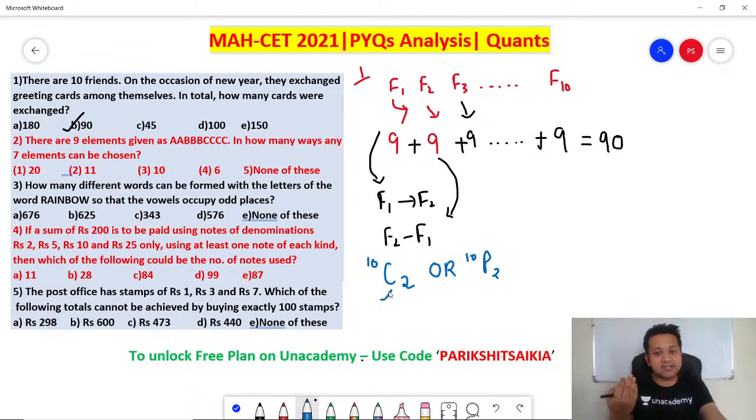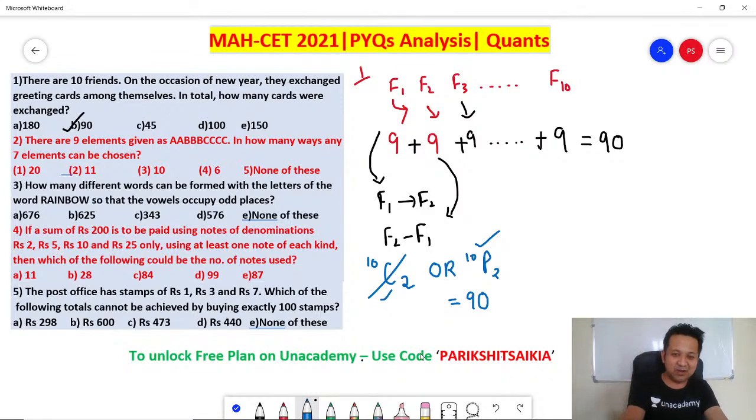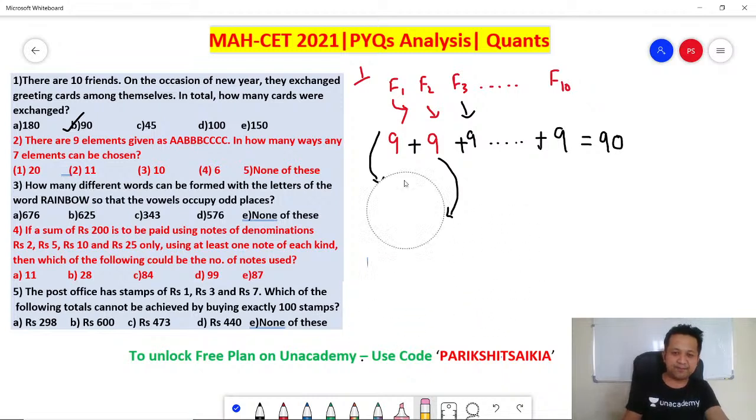But here the order is important. Me giving a card to my friend is different from my friend giving me a card. Hence, this is a case of permutation. So 10P2 will come out to be 90. That's the answer. Got it? Any doubt in this? Okay, let's go to the next one.